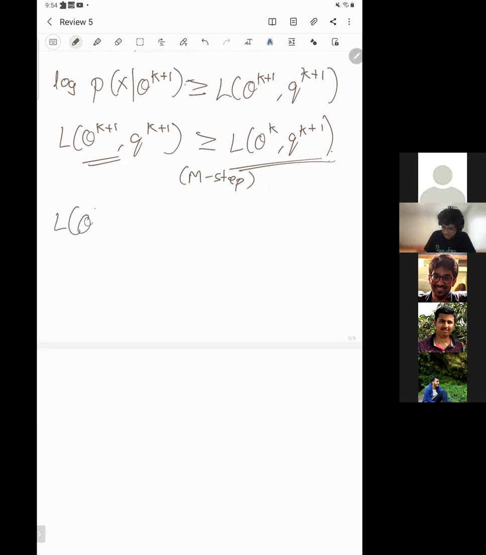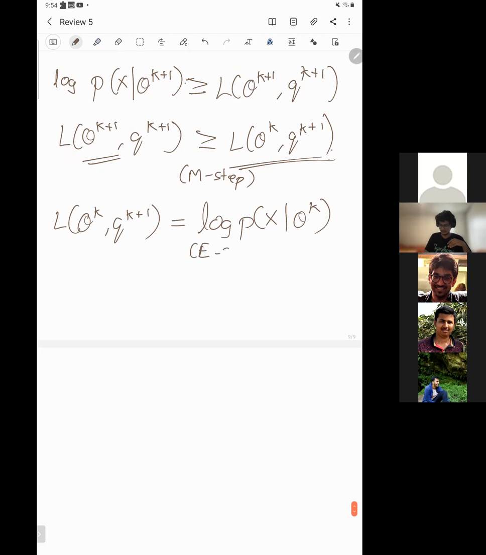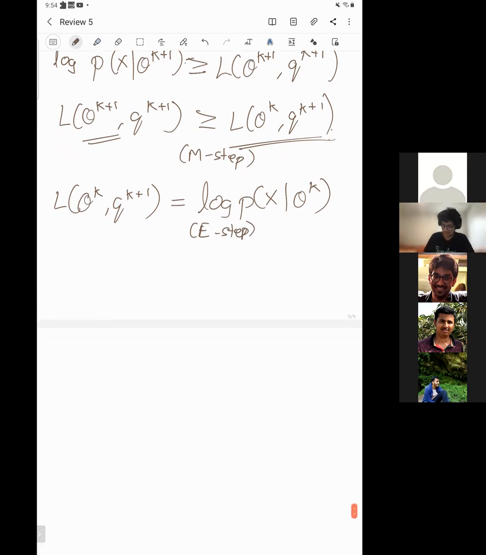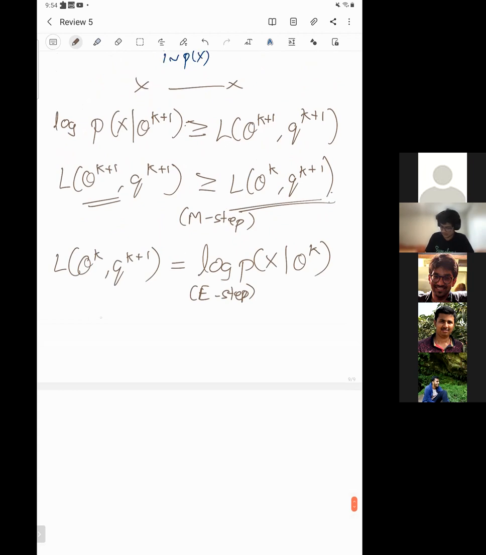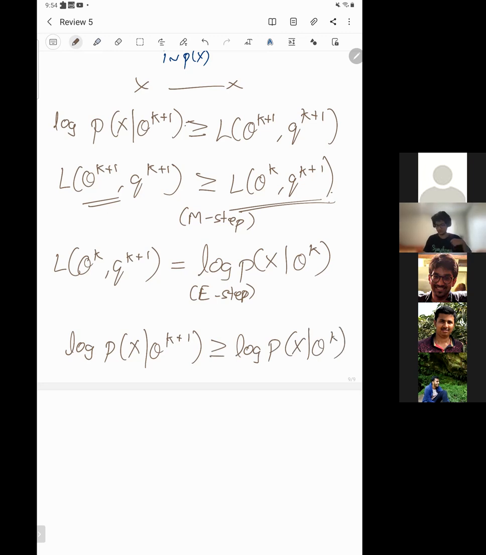Then in the E step, what we did is equate q to the posterior term, and the entire KL divergence term went to 0. If the entire KL divergence term goes to 0, then the lower bound and the log of p of x equate to each other. So from these three equations, we can see this.